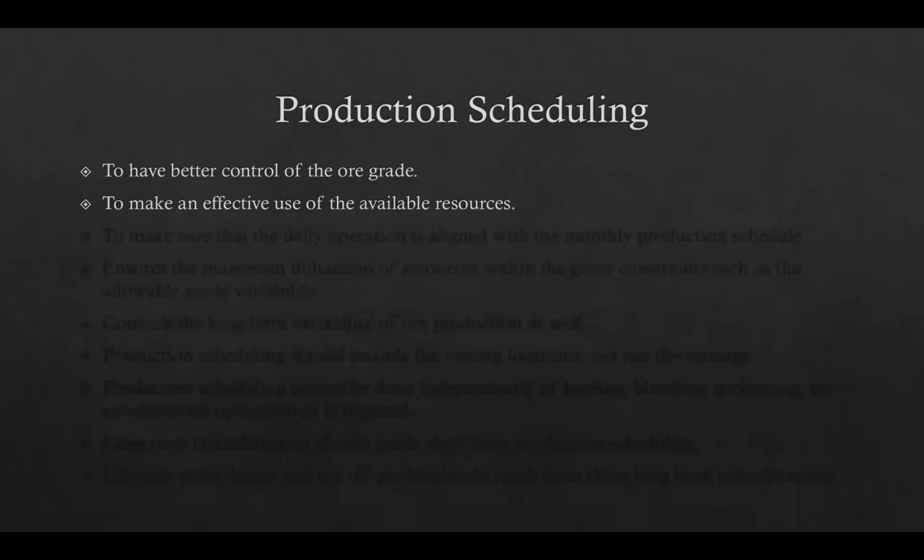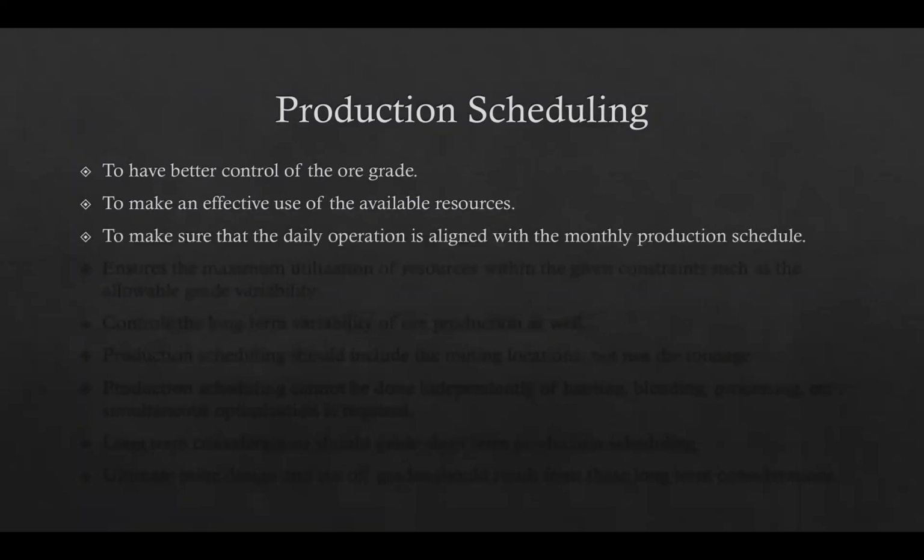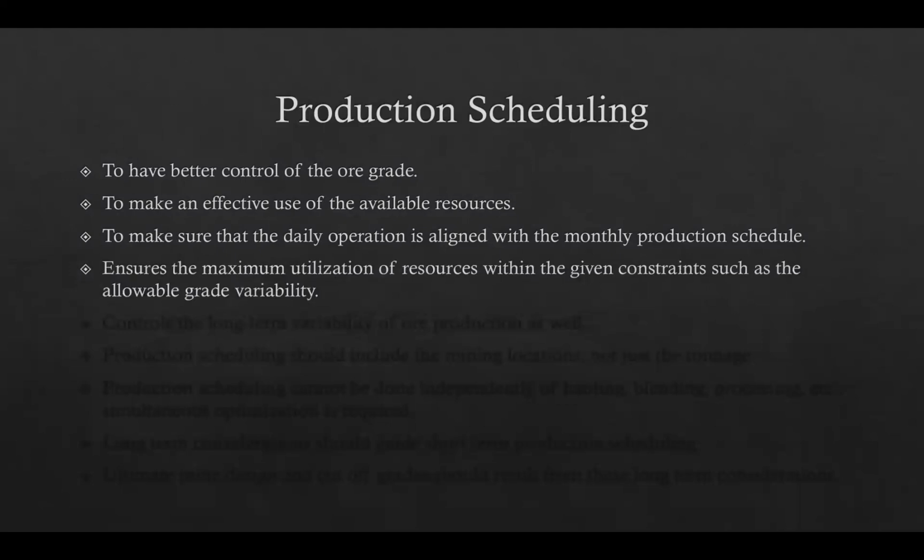The daily production schedule makes sure that the weekly or monthly production schedule is met, and the weekly production is aligned with the monthly production schedule, while the monthly production schedule ensures maximum utilization of resources within the given constraints, such as the allowable grade variability, and it controls the long-term variability of the ore production as well.